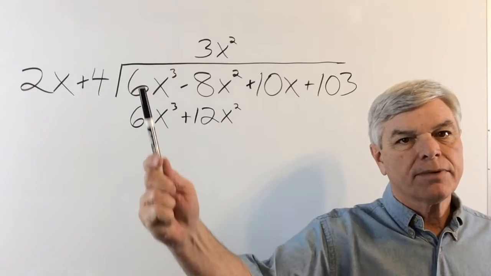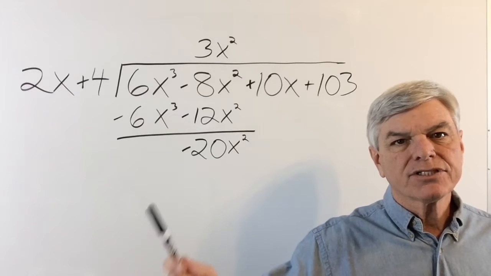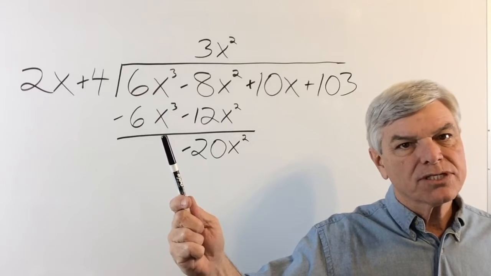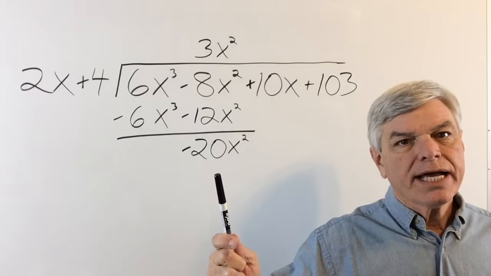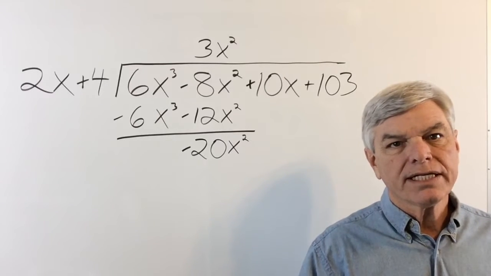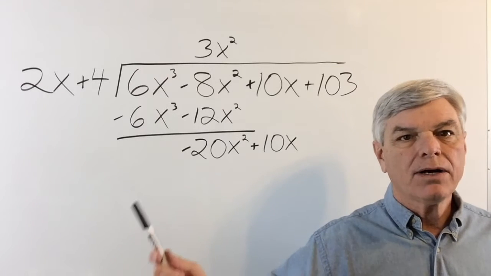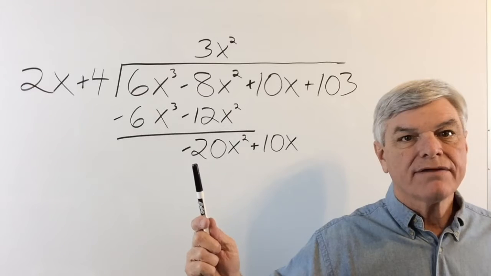And our first term matches like it's supposed to. And we're going to change the sign and add. So that first term is eliminated like it's supposed to be. And we have a new first term. And so bring down the next term in the dividend. And the term that we're dividing out now has a negative sign in front of it.